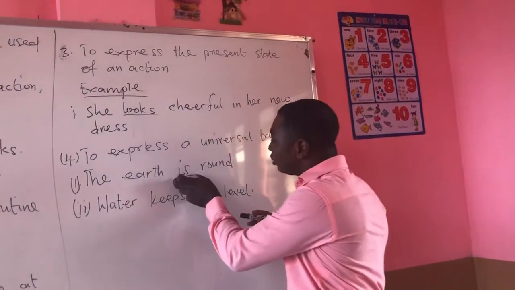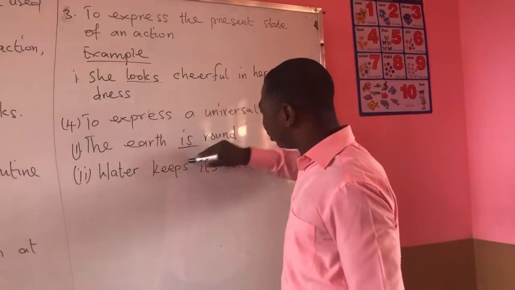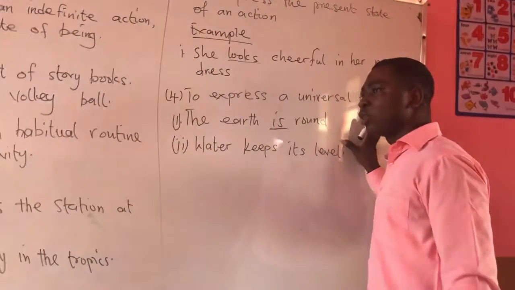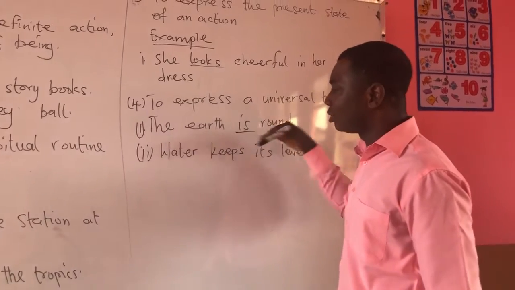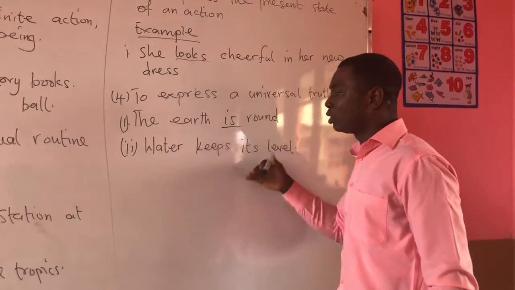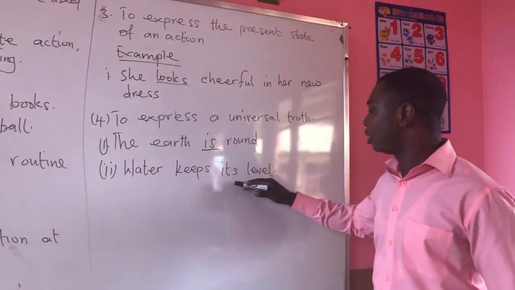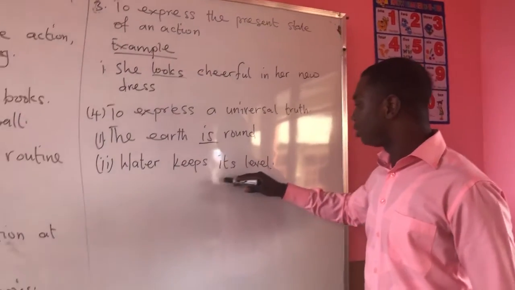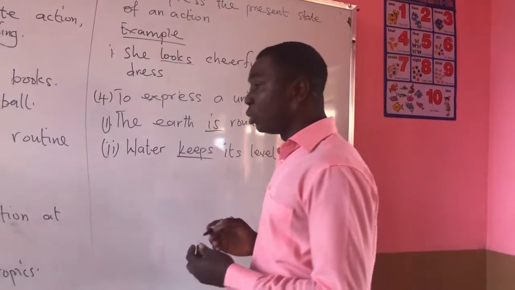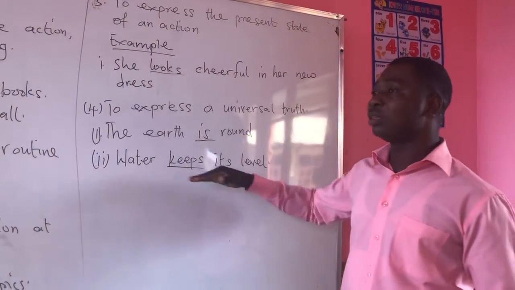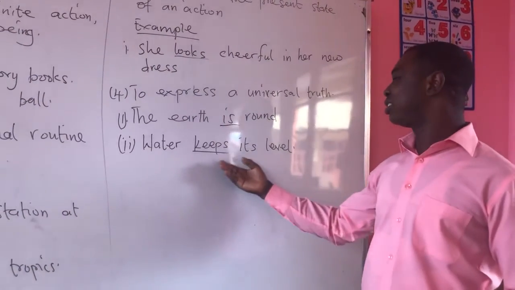So this, we are using the verb to say that in the present state, the earth is round, because that means it's a universal truth. You can't say the earth was, because the earth has not passed away. The earth is still there, and that's a universal truth. Another one is: water keeps its level. It keeps its level. So this is also a universal truth. Always its level is there. So water is natural, and it keeps its level.